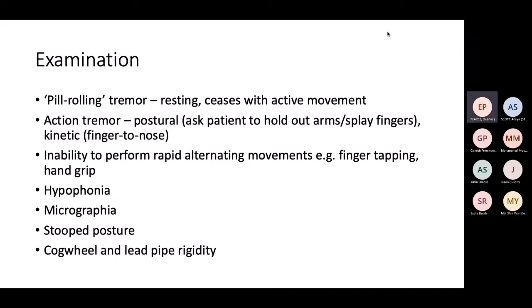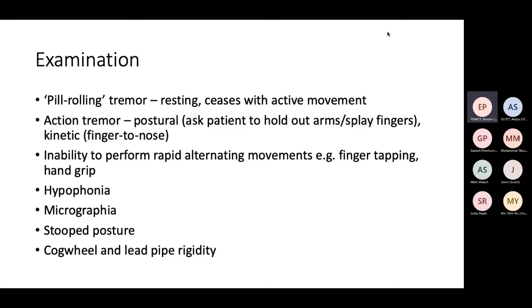So on examination of a patient with Parkinson's, we're looking for this pill rolling tremor. It's a movement with the hand that looks like they're literally rolling a pill in their hand. And this is a resting tremor, and it ceases with active movement. So if you ask them to do something with their hands, the tremor will usually stop. However, it's not necessarily just a resting tremor.